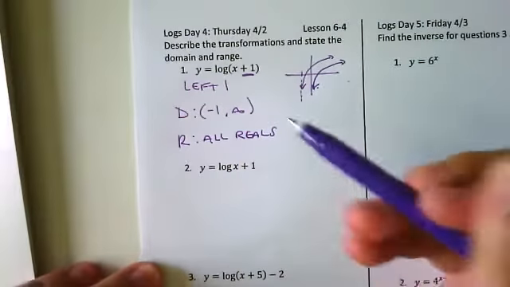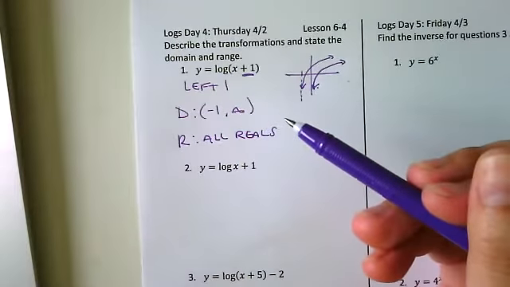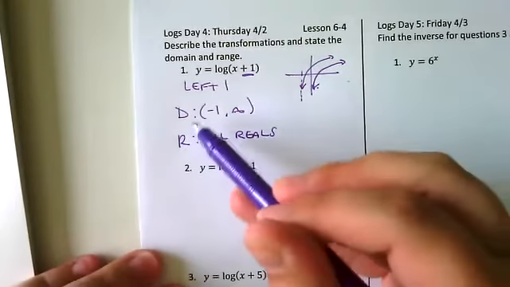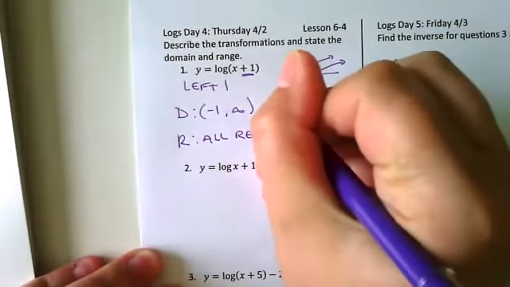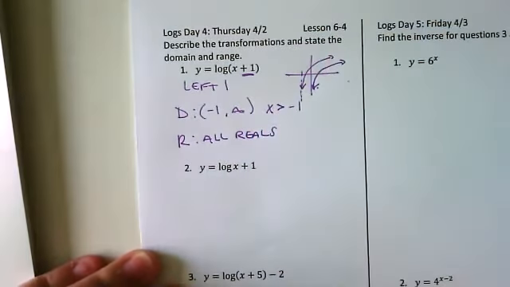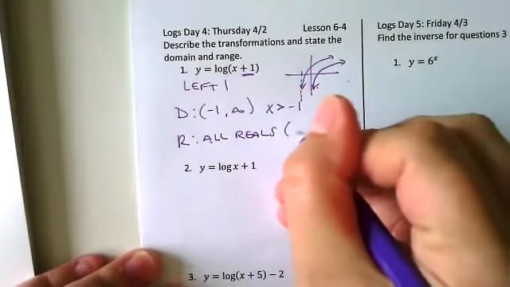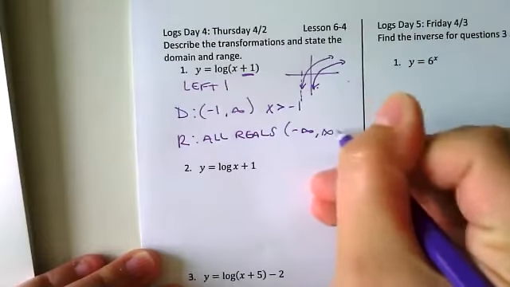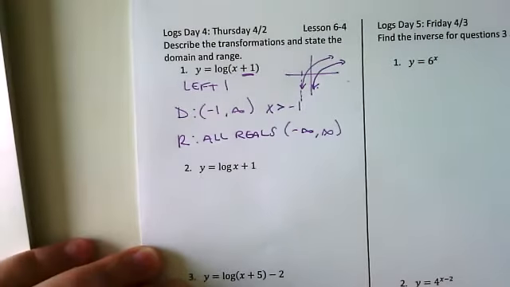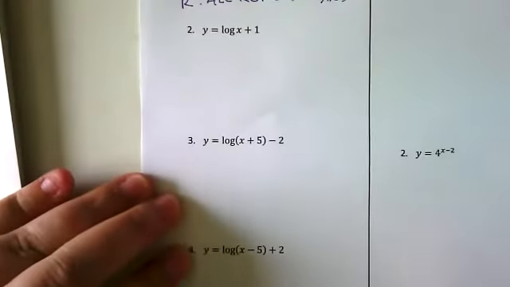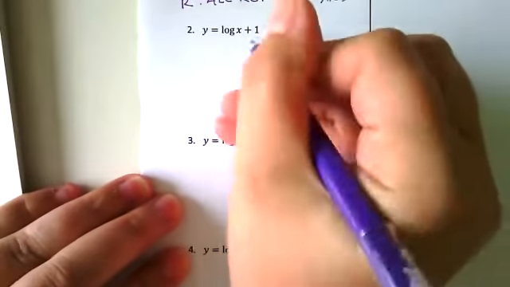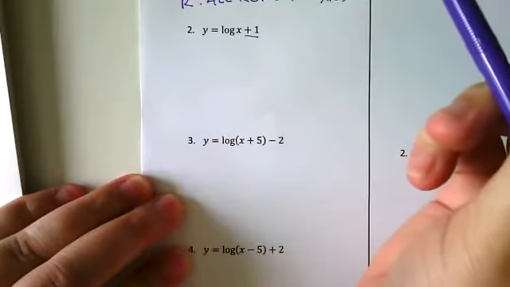And you can write this in interval notation. You can write it in inequality notation. Either way is fine. So if you wanted to do the domain in inequality, you would just say that x is greater than -1. Okay, and if you wanted the range, you could go parenthesis -infinity to +infinity. Either one of those is fine. I'm going to stick with the interval notation from now on, but if you want to do inequality, that's completely fine as well.